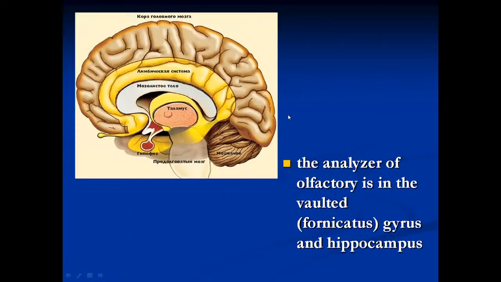Also, you must know where the analyzer of olfaction is situated. You know this information. The analyzer of olfaction is in the vaulted or fornicatus gyrus, which includes the cingulate gyrus, and parahippocampal gyrus, and uncus, and hippocampus. So, these are structures of the analyzer of olfaction.